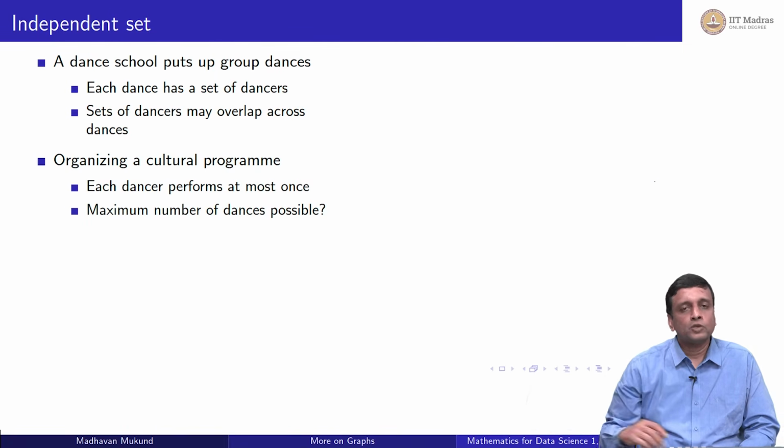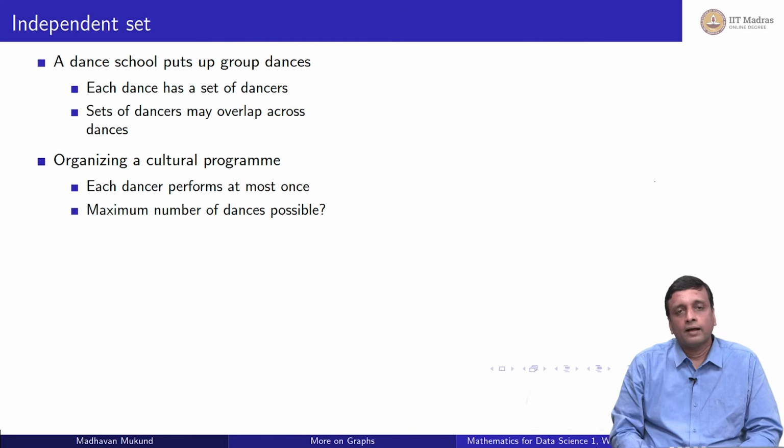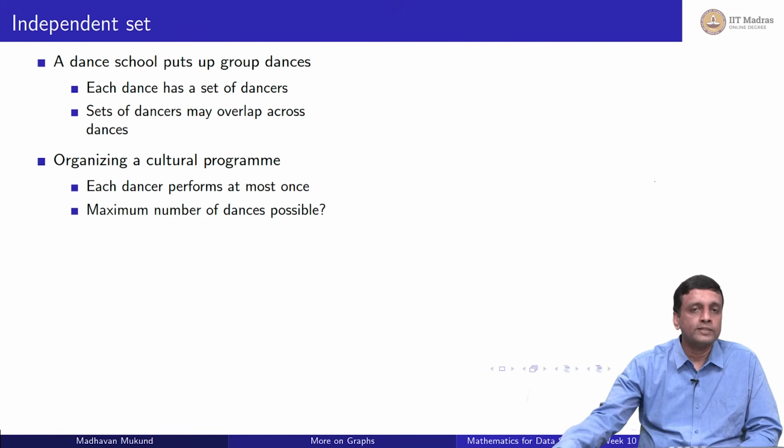Now the problem is to organize a cultural program, and in this cultural program, because of costume changes and other constraints, we would like each dancer to participate in at most one dance. We don't want a dancer to take part in a dance and then have to change and come back and take part in another dance with a different costume. So given information about which dancers are required for each dance, can we come up with a large set of dances which we can put in this cultural program so that no dancer has to dance twice during that program?